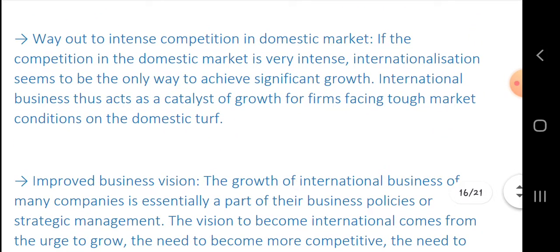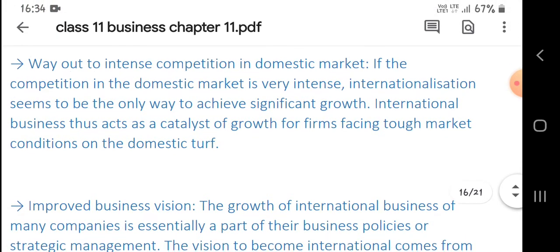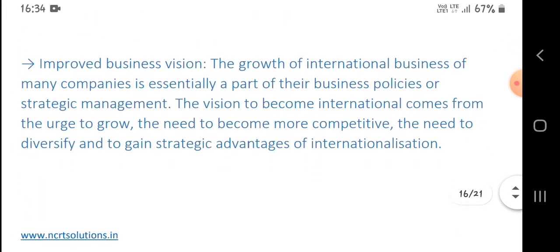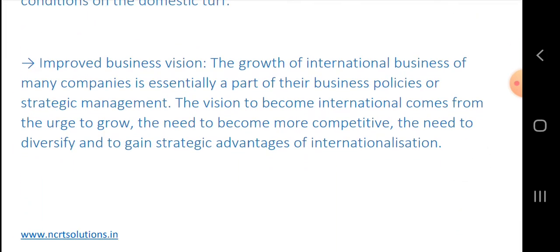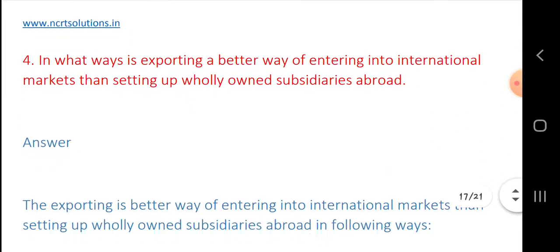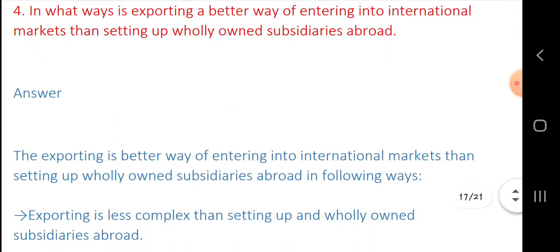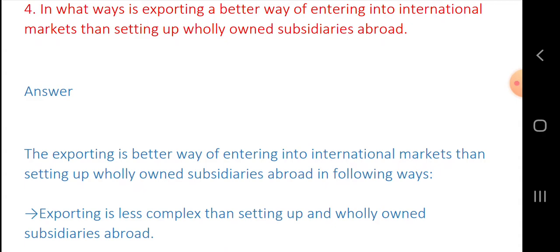Next, intense competition in the domestic market. If the competition in the domestic market is very intense, internationalization seems to be the only way to achieve significant growth and an improved business vision. The growth of international business of many companies is essentially a part of their business policies or strategic growth management.